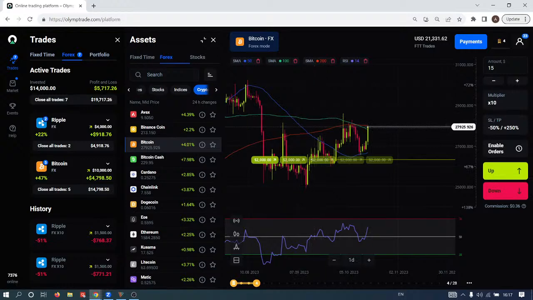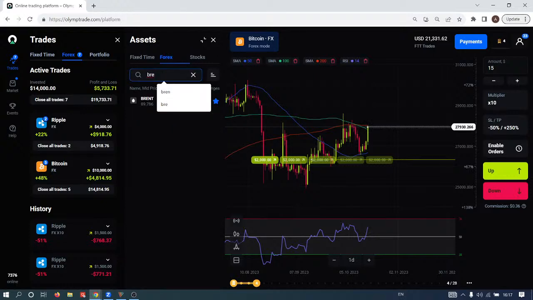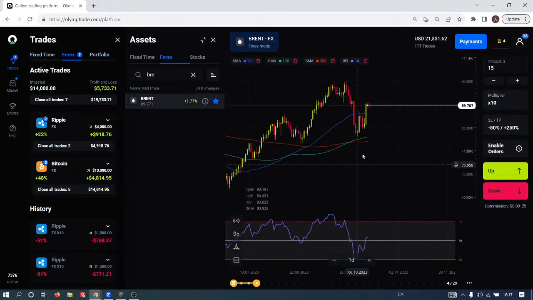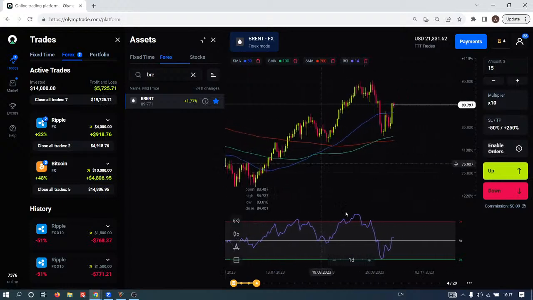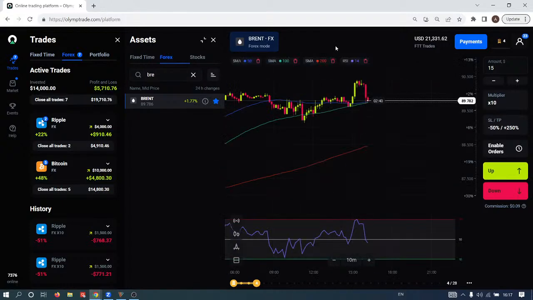So Brent has a lot of upside potential due to the new war. Well, Brent oil. In fact, I missed this move on Friday. I wasn't really trading much on Friday.